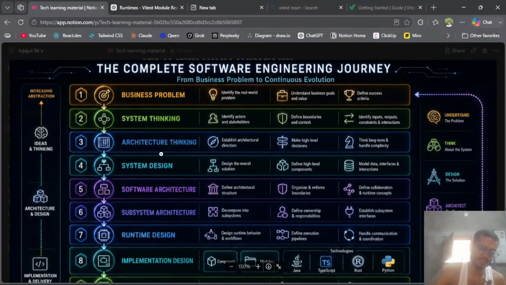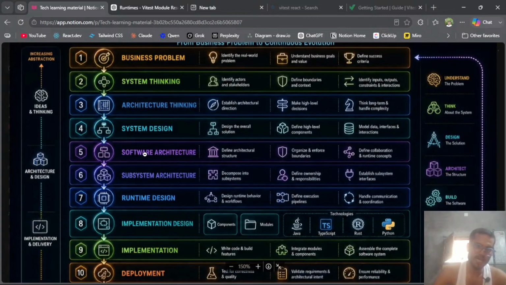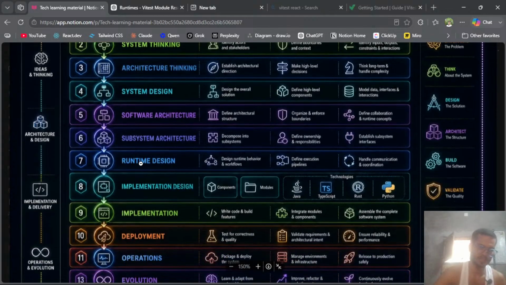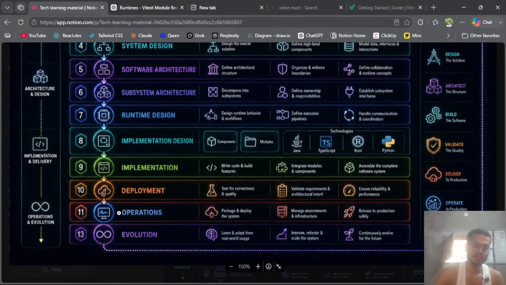Then there is system thinking and architectural thinking. Beyond writing any code, you have to think about how to think. These two things help you out. I already have a document about it. Then you actually design your system. Then software architecture, which means how you architect. Then there are concepts like subsystem architecture and the runtime design. And if you hear about DevOps, your role is like this: development, operation, and evaluation.